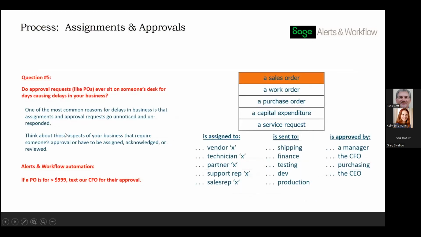Do you have situations involving assignments and approvals? Do you have things where I need to get my boss to sign off because it's over 5,000? I need everything from a quantity of work orders coming through. Someone needs to deal with it. I need a special machine. Anything that has an assignment and approval, Sage Alerts and Workflow can move that data from Sage 100 or all the ISV solutions around it out to the recipient.